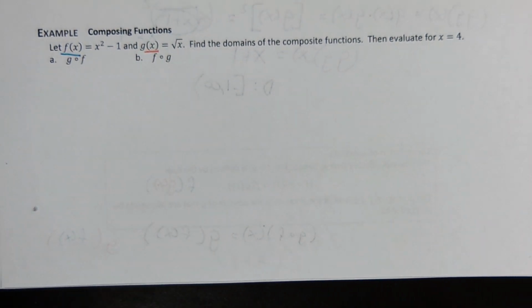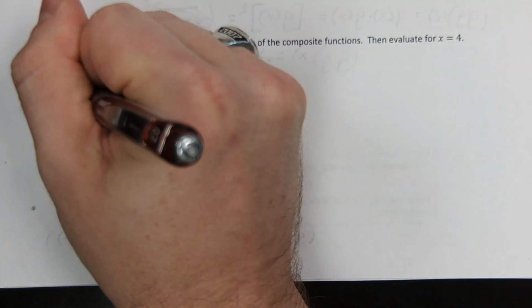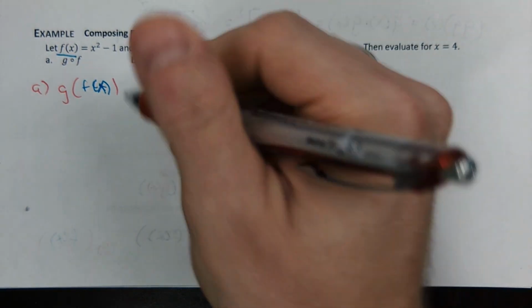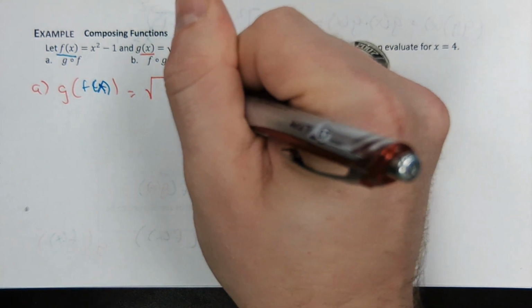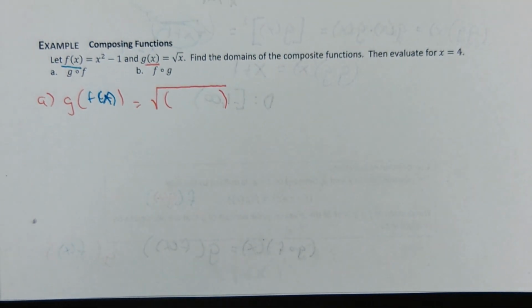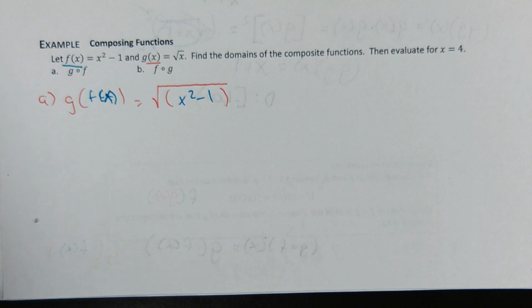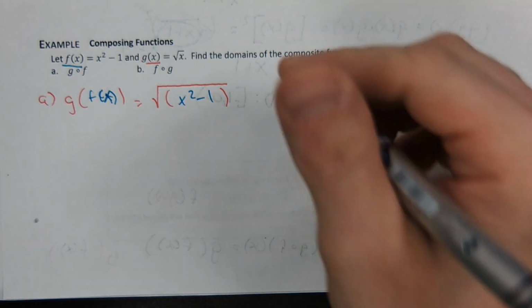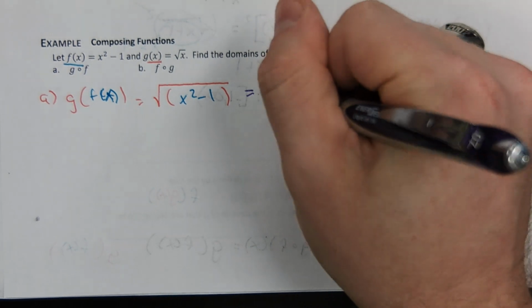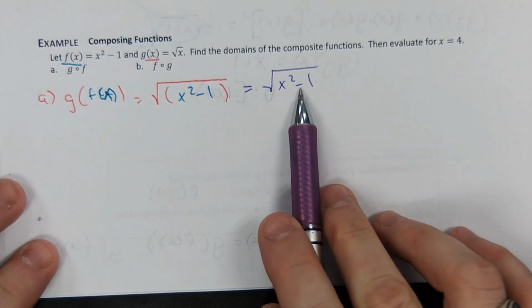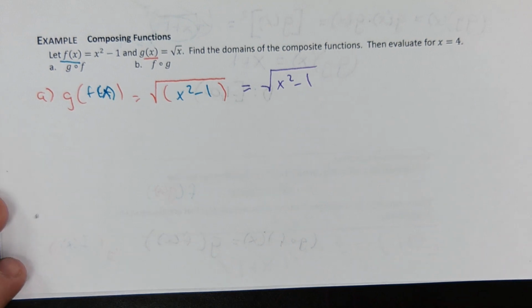g of f of x, part a. So everywhere g had an x, I open a set of parentheses and I drop in whatever f of x is. f of x happens to be x squared minus 1. Red and blue makes purple. These parentheses are not serving a purpose. No, you cannot take the square root of that x squared and the square root of that 1, because this is subtraction. You can only do that if it's multiplication.